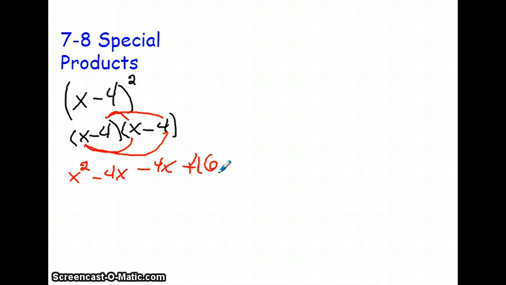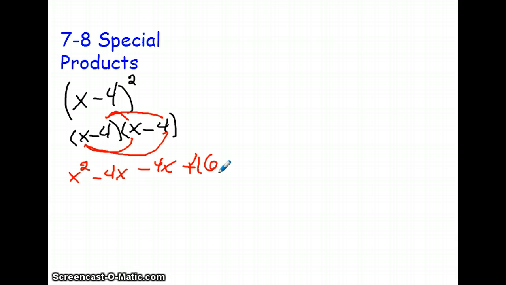Why is it positive 16? Yeah. 4 times 4 is 16, and then negative times negative is a positive. Yeah. We got it. Now, here's the kicker.